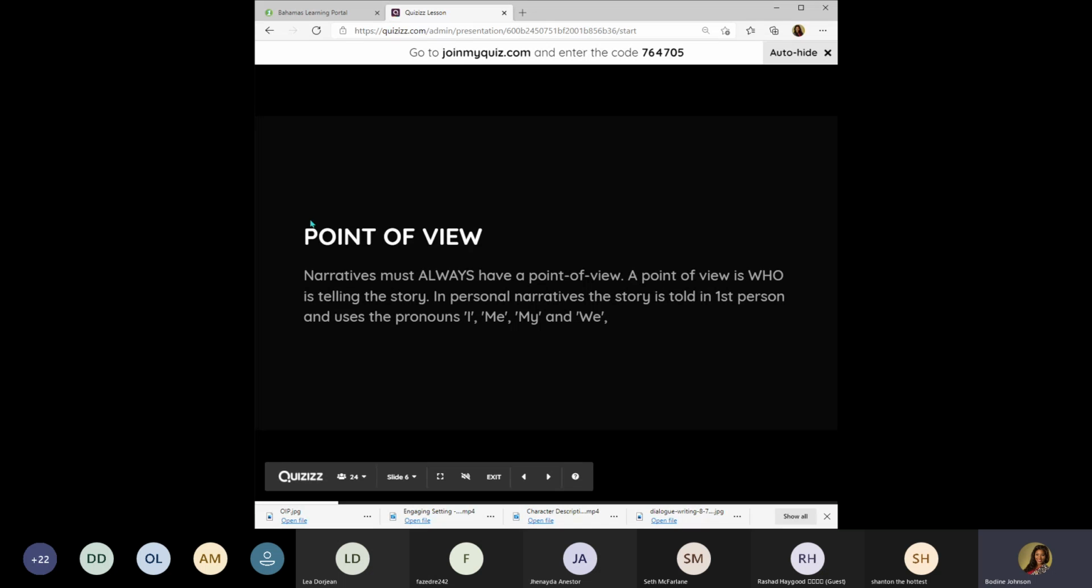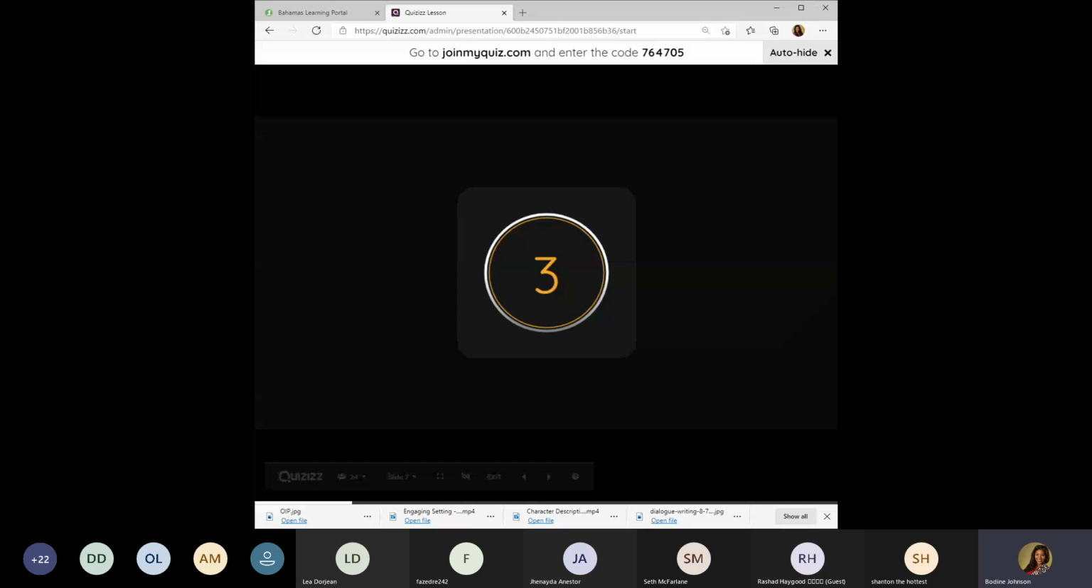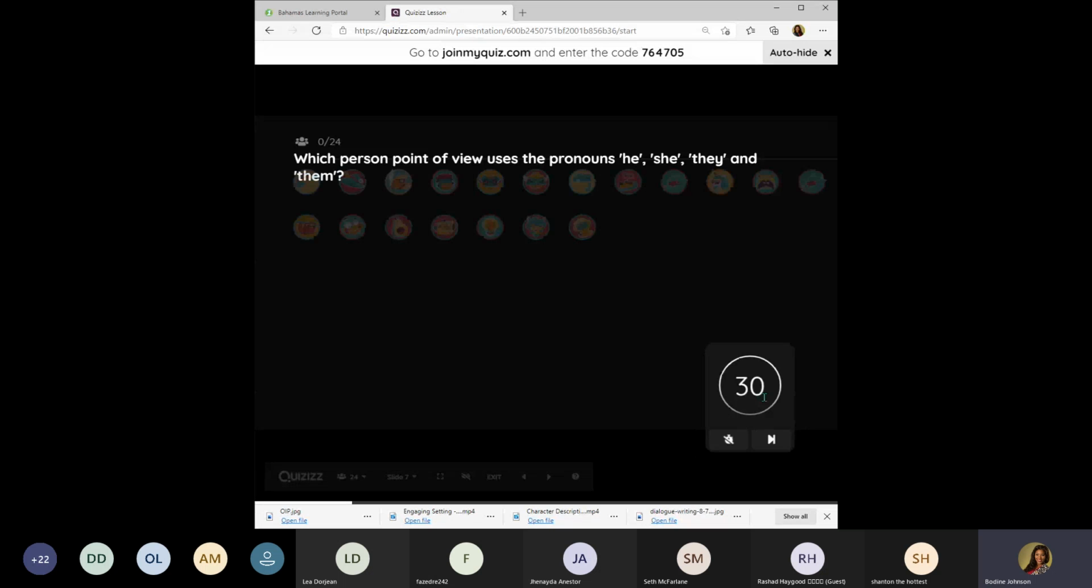Now, the first thing we need to consider when we write the narrative is a point of view. Narratives must always have a point of view. A point of view is who is telling the story. In personal narratives, the story is told in first person, and it uses the pronouns I, me, my, and we. Let's answer the question, guys. You got 30 seconds and go. Let's see who remembers.